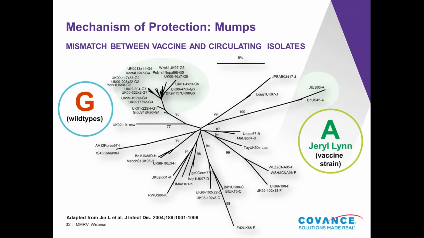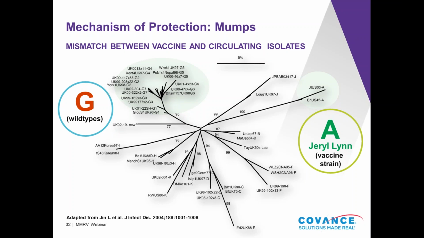The mismatch between the vaccine strain and the currently circulating strain has grown bigger, as Oliver explained during his presentation. And it is shown very clearly in this unrooted tree. The vaccine strain, Jeryl Lynn, on the right belongs to a rather different genotype from the most common isolates in the Western Hemisphere, which are G genotypes.